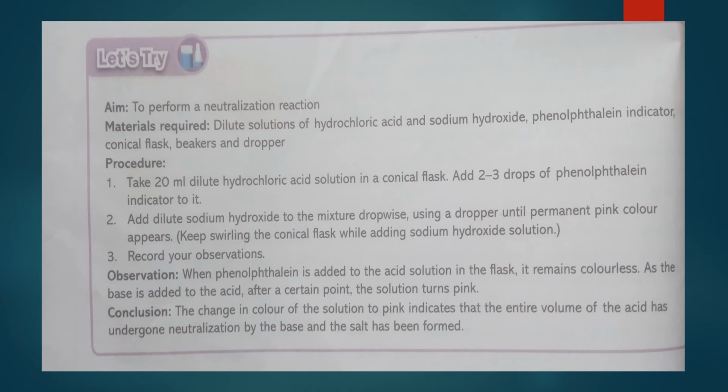To perform the neutralization reaction we have to collect some materials, for example dilute solutions of hydrochloric acid and sodium hydroxide, phenolphthalein as indicator, a conical flask, beakers and a dropper. Procedure, step number 1: take 20 ml of dilute hydrochloric acid solution in a conical flask. Now add 2-3 drops of phenolphthalein indicator to it.